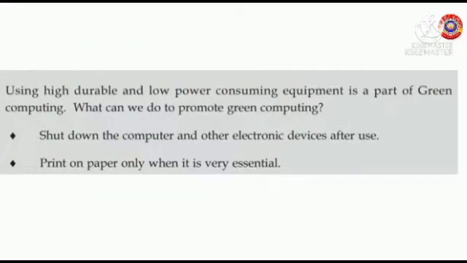What can we do to promote green computing? Yes, shut down the computer and other electronic devices after use. Print on paper only when it is very essential. Okay, these are the things to be used to promote green computing.